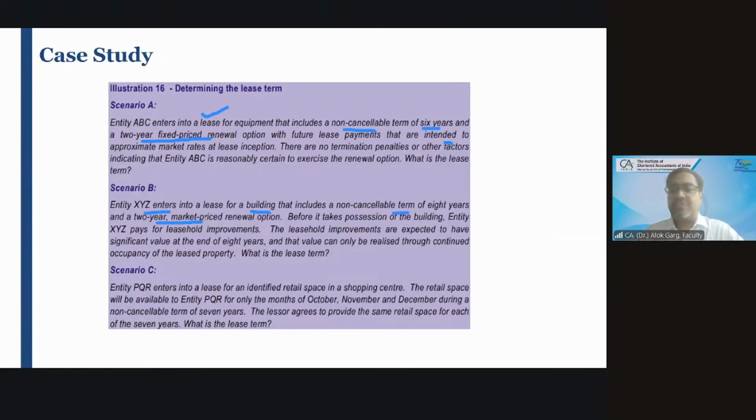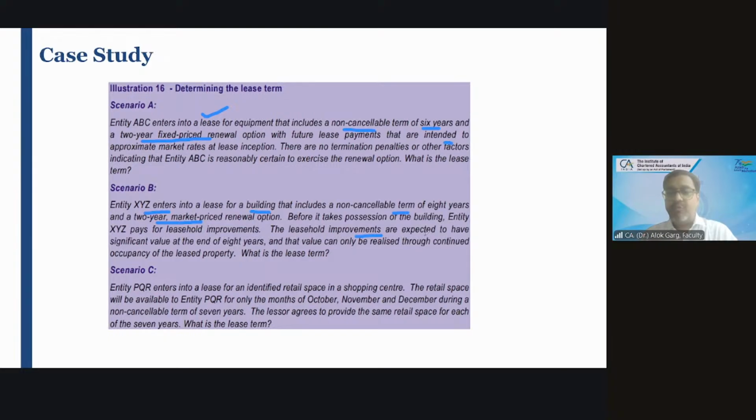So a non-cancelable term of 8 years and a 2-year market priced renewal option. Before it takes possession of the building, entity XYZ pays for leasehold improvements. Meaning this entity has done a lot of leasehold improvement before taking possession of the building. So 8 years is the non-cancelable period, 2 years is the optional renewal period, right? We don't know whether it is reasonably certain or not to exercise the renewal option. It says that it has done some leasehold improvement.